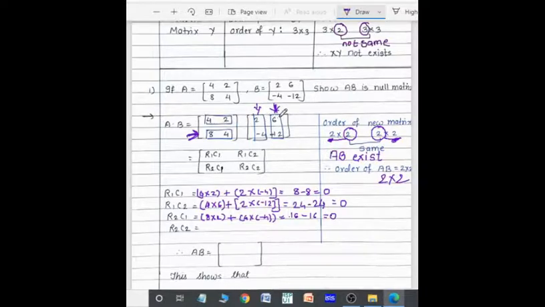Now for R2C2, we are going to take this second row and second column. Like this, 8 into 6 plus 4 into minus 12. So write down over here, 8 into 6 plus 4 into this minus 12. So this is 48 minus 48 is equals to 0. If we write down all the values over here, we observe this is the matrix of 2 by 2 and all elements of this matrix are 0. So this shows that AB is a null matrix. This only we have to find out.